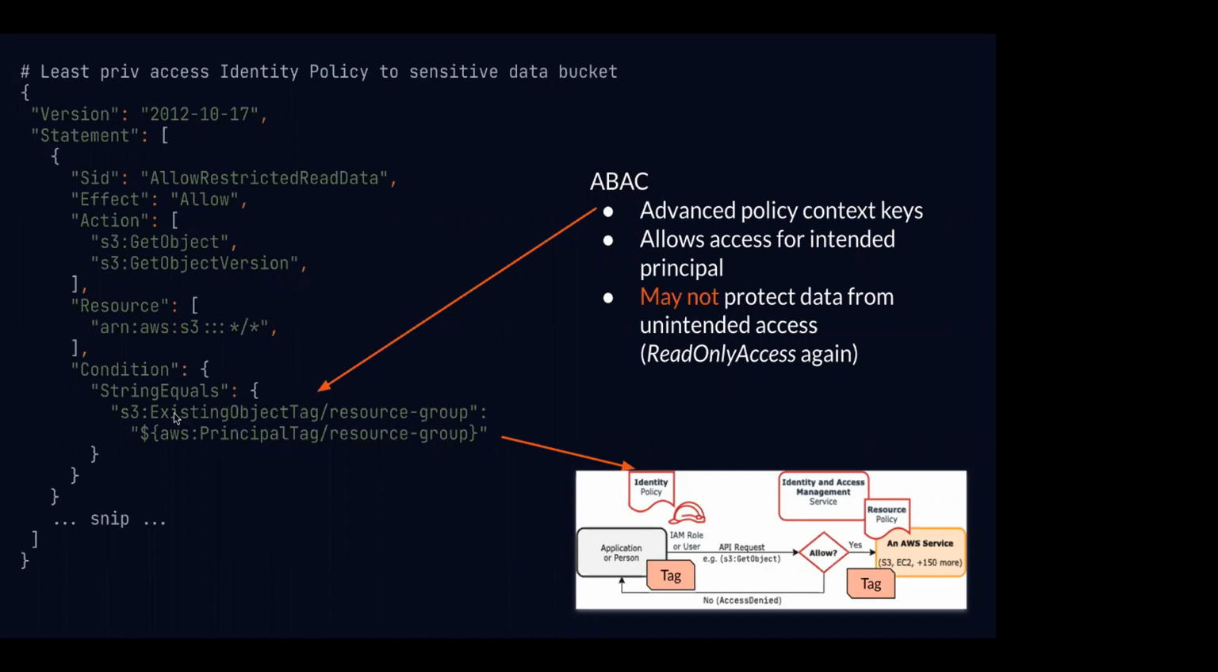And you may also notice that this is using the S3 existing object tag. This is a special policy context key for doing ABAC with S3, because S3 is special. In the general case, throughout other parts of AWS, you would typically use a context key called AWS resource tag, if you were limiting access to, say, a KMS key or a DynamoDB table. But that's generally how the model works.